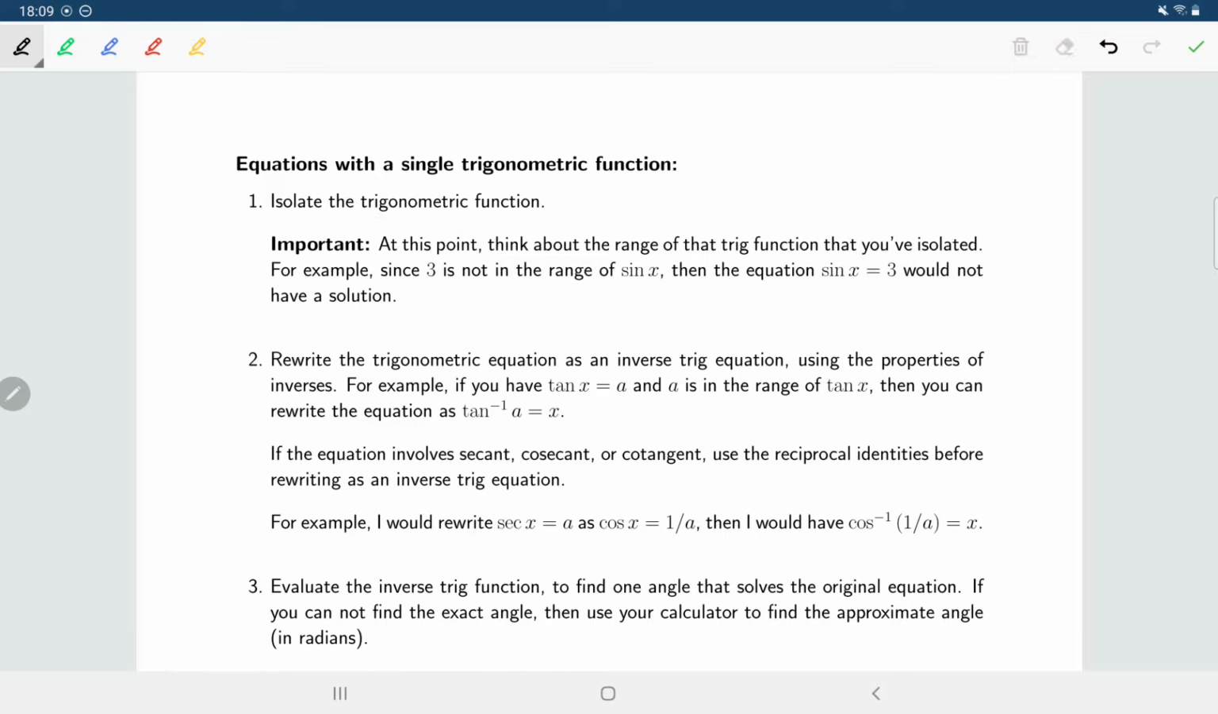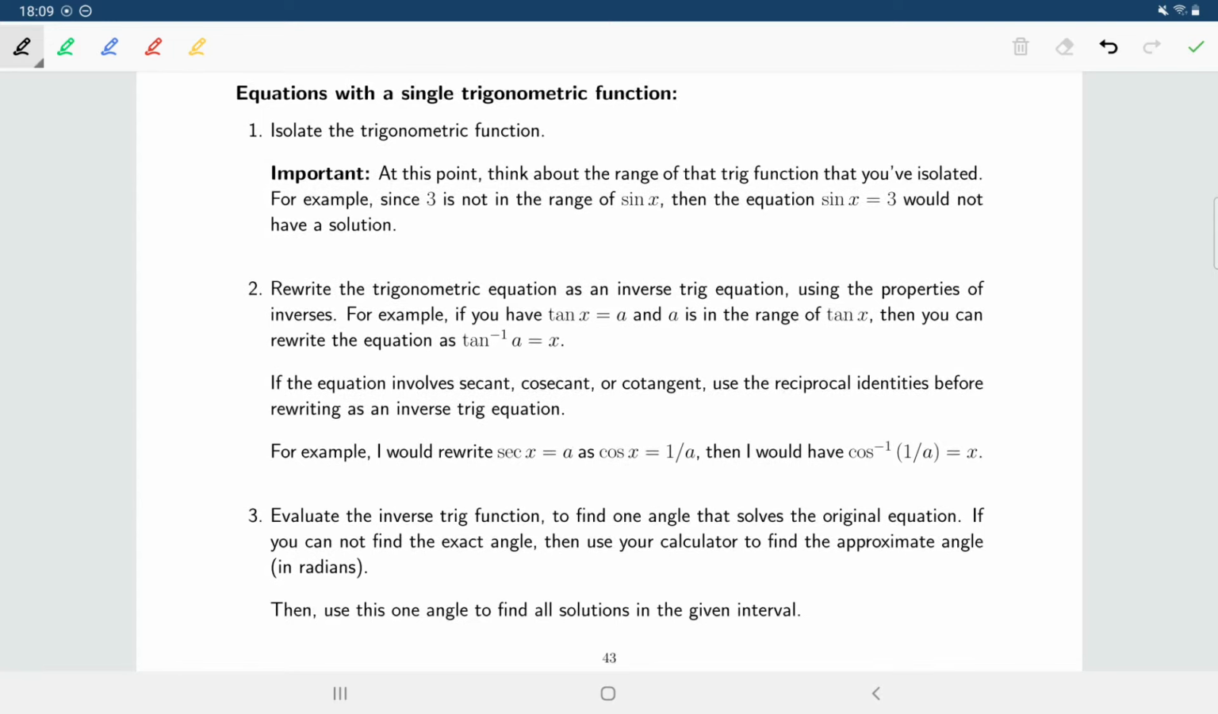Now, if you do have an equation where there will be solutions, then you can use the inverse trig function to help you find them. So if you had something like, for example, tangent x equals some number, then you could rewrite that as tangent inverse of whatever that number is equals x. And then you could just evaluate that inverse trig function however you'd like.